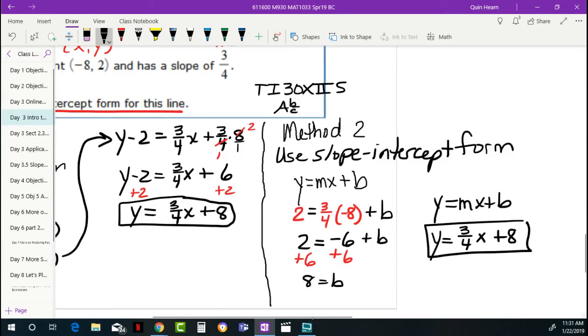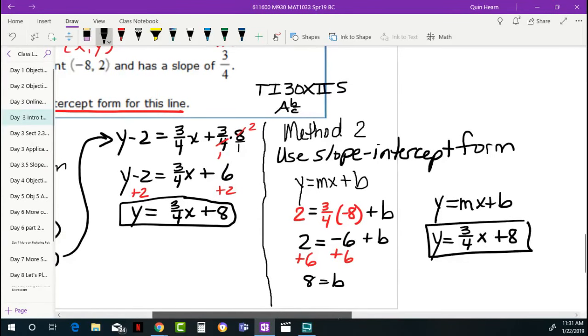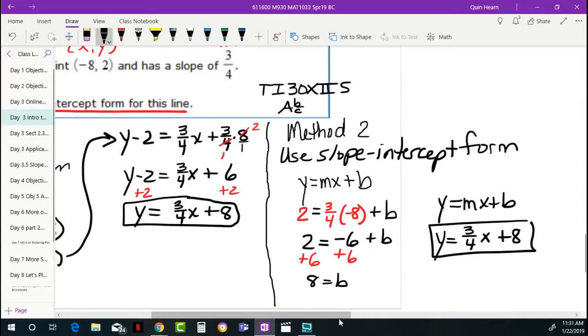Okay, so when you're asked to find the equation of a line given the slope and a random point that's not the y-intercept, you can use either of these two options.